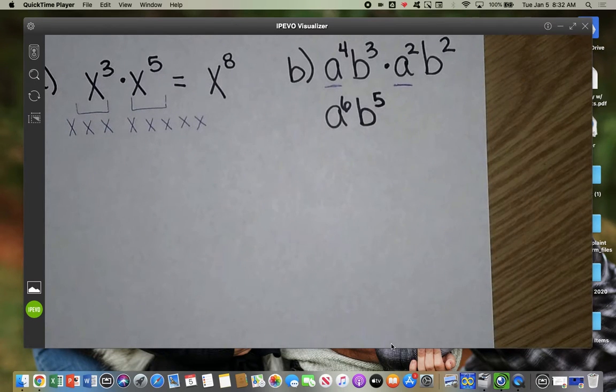Whenever you add your powers, we got a to the 6th and b to the 5th. So far, so good? Yep. Let's keep moving.